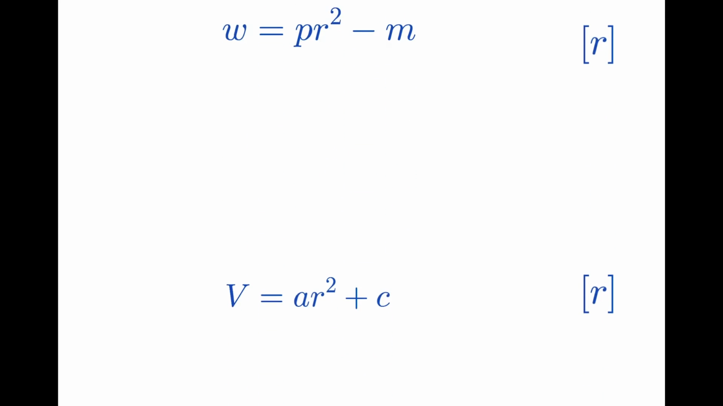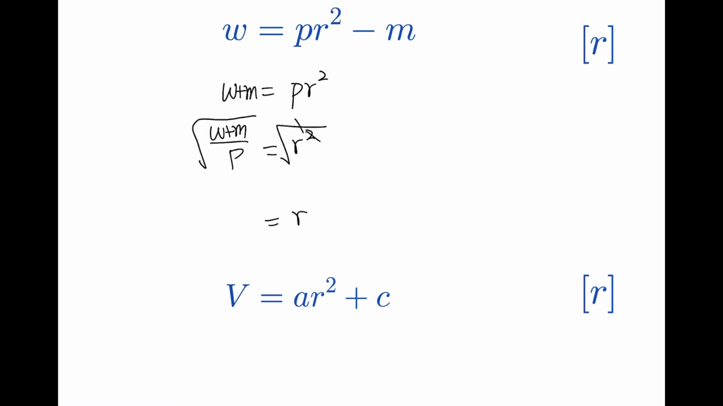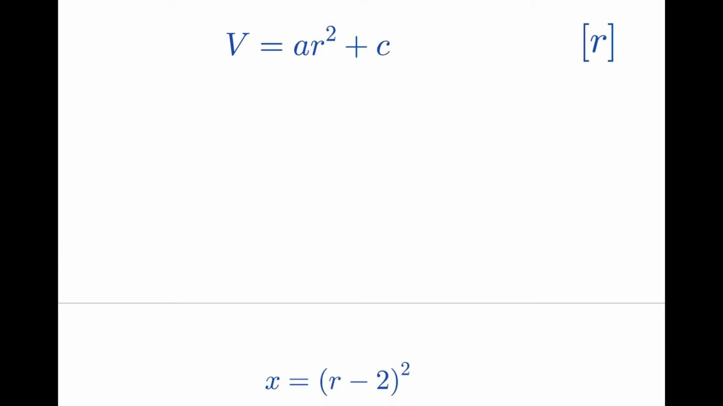Continue. Deal with the negative m first, so it will be w plus m equals p r squared, and then deal with the p, and then square, you just put a square root. Square root and square is cancelled. Yep, easy peasy. Let's continue then.